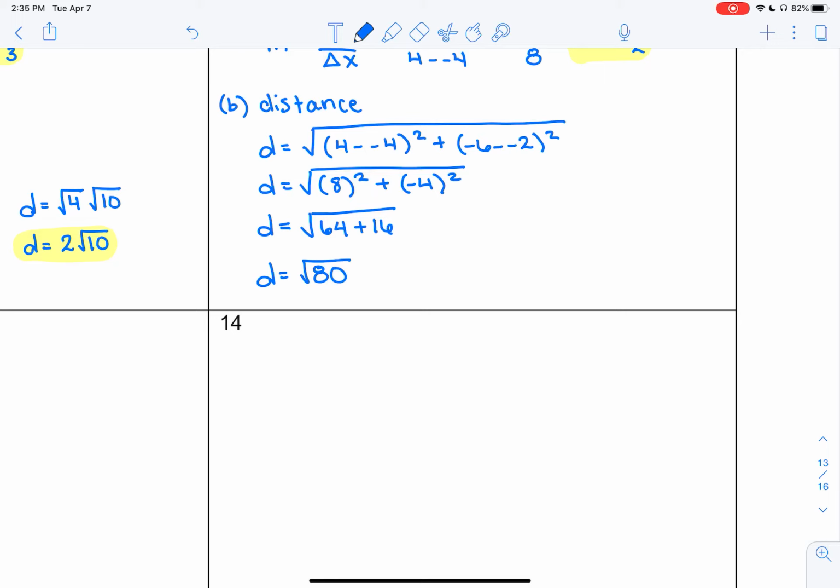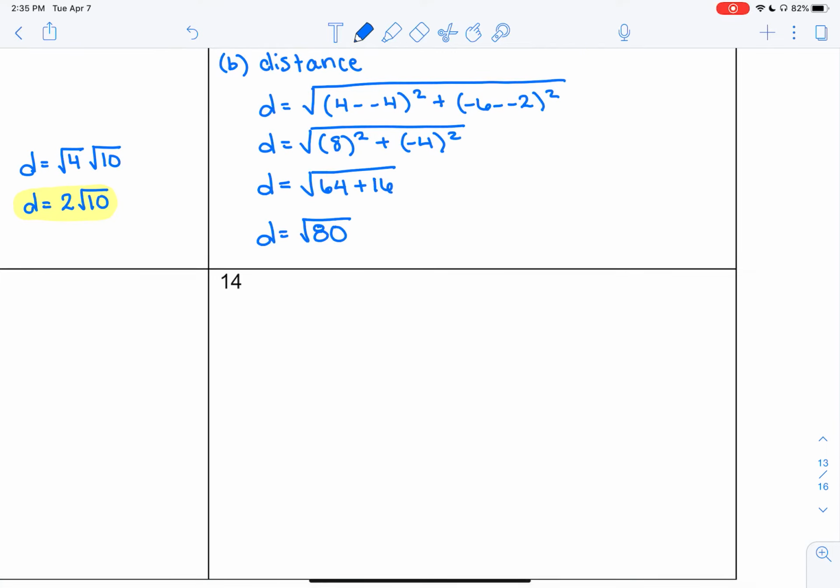Now we are going to be able to break that down. The perfect square 4 goes into it, and actually the perfect square 16 goes into 80. So I'm going to break that down into the square root of 16 times the square root of 5. Square root 16 comes out as 4, square root 5. So my final answer is d equals 4 root 5.